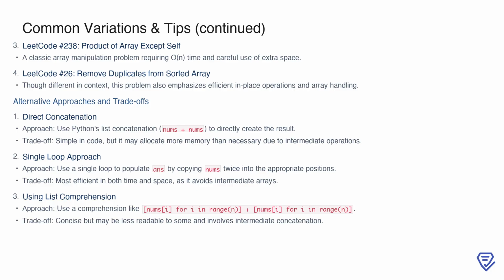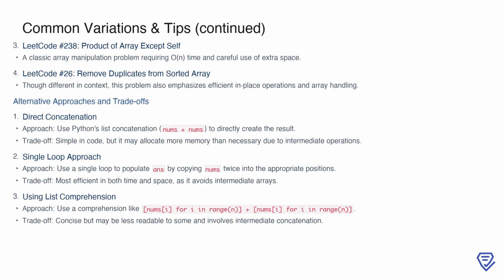Now, considering alternative approaches, one option is direct concatenation using Python's nums + nums. While simple, this method might allocate more memory than necessary due to intermediate operations. A single loop approach is the most efficient, as it minimizes both time and memory usage by directly copying nums into the result array.